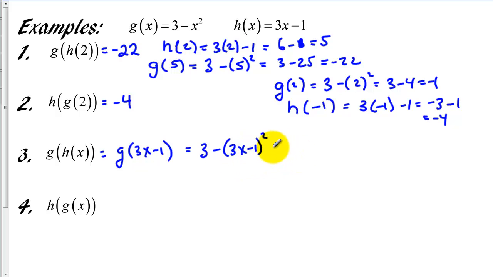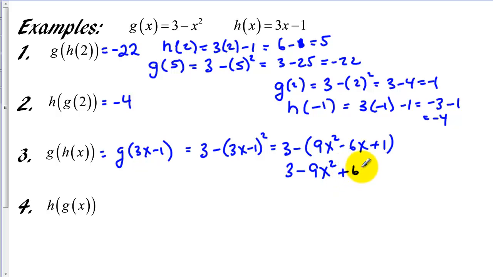And now we can FOIL that. And we would get 9x squared minus 6x plus 1. And we would distribute our minus and combine our like terms to get our final answer. So that function is this composite.